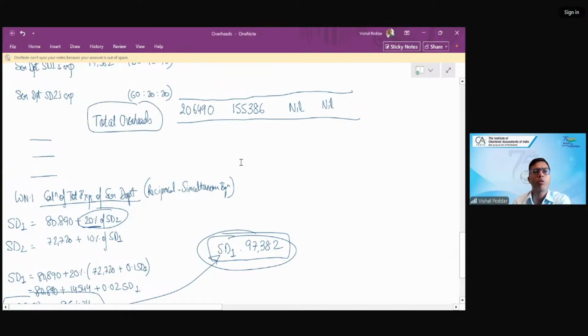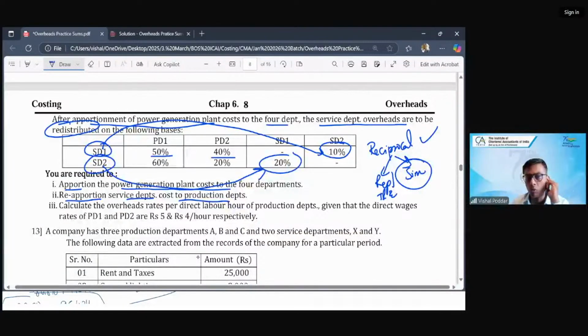Now we need to find out ORR. And for finding out ORR, you need a base. So once you divide the total overheads by the base, the ORR will be total overheads upon the base, whatever you have selected. Now, how to find out this? For this, you have to read the question carefully. Calculate the overhead rates, that is the ORR, which has to be based on per direct labor hour. So they have mentioned what base they want. The base that they want is labor hours, correct?